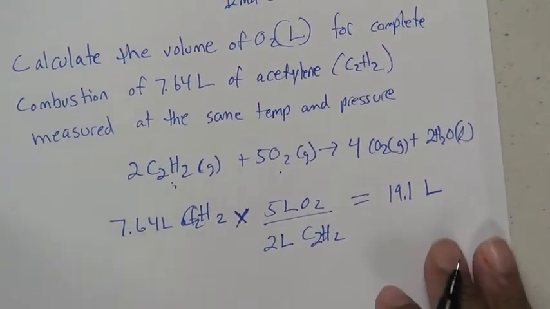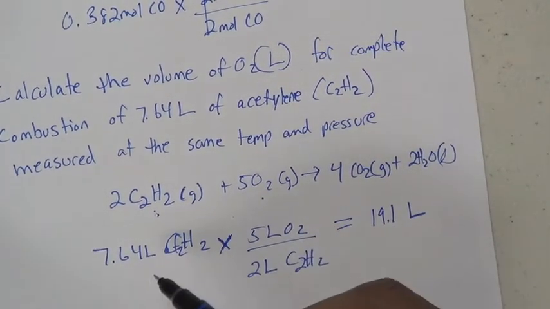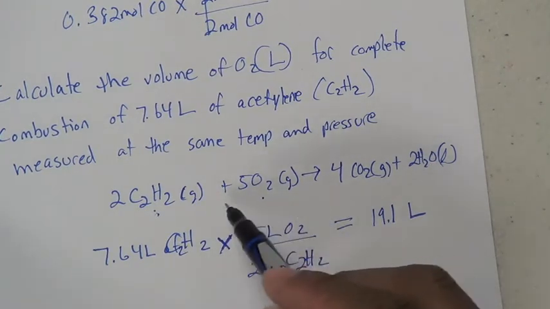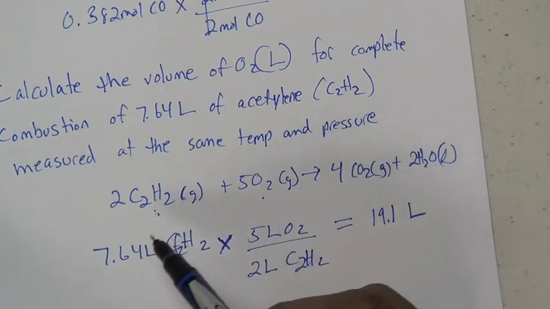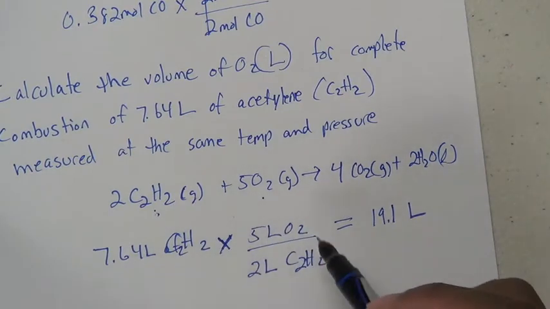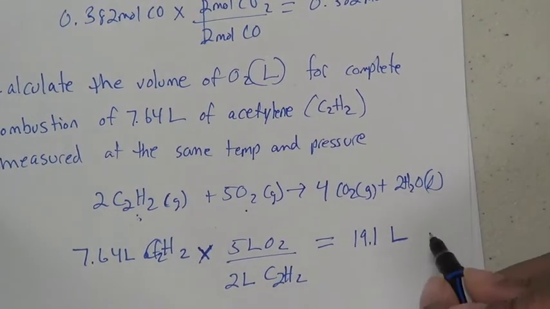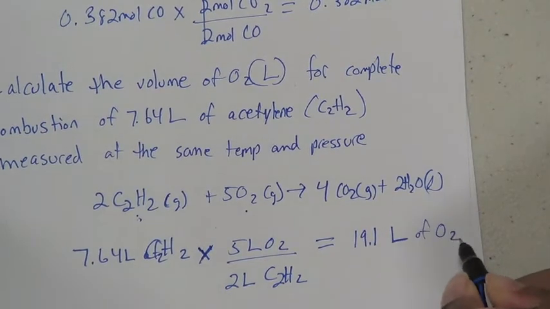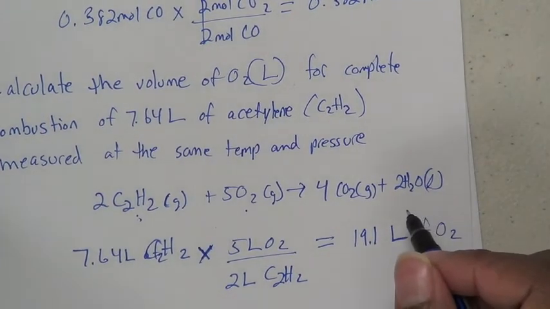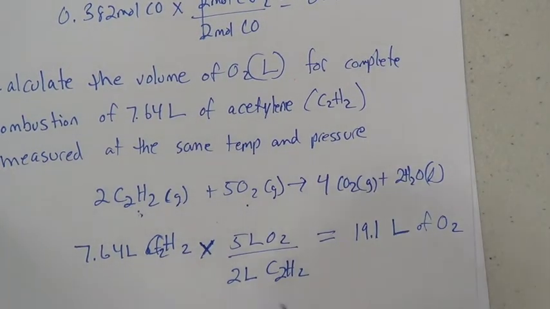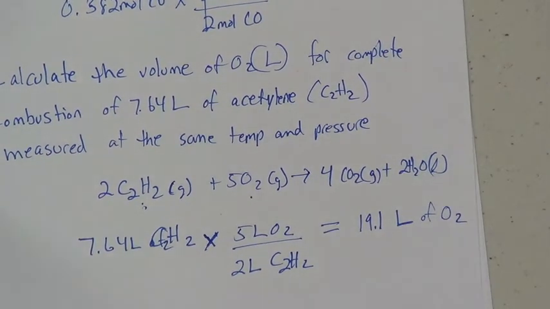Okay, remember, this is just like saying 7.64 moles times the molar ratio between these two to figure out how much would be needed at this amount. So we get 19.1 liters of O2. That's how much is needed for the complete combustion of 7.64 liters of acetylene. So it's simply the same thing we've been doing, stoichiometry.